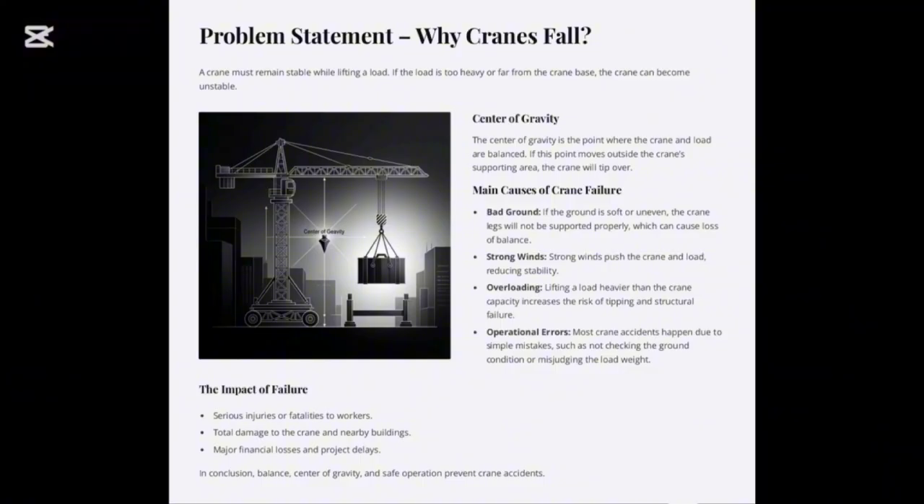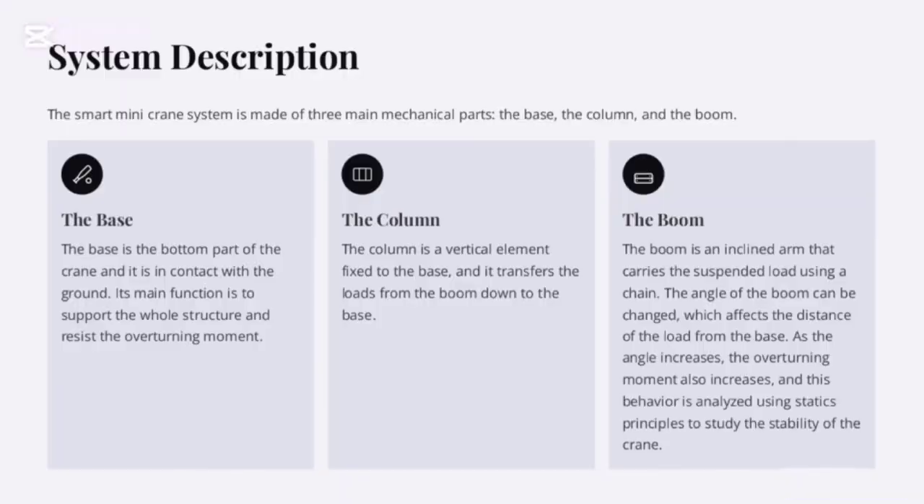Operational errors. Most crane accidents happen due to simple mistakes such as not checking the ground condition or misjudging the load weight. System description. The Smart Mini Crane system is made of three main mechanical parts: the base, the column, and the boom.